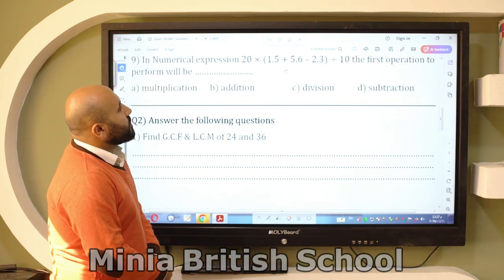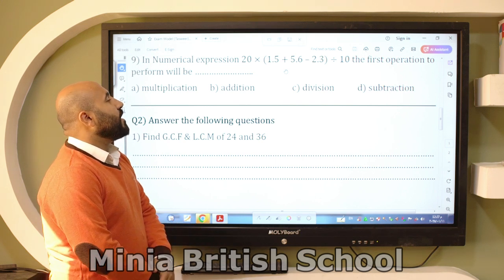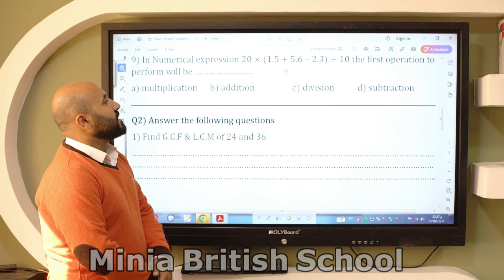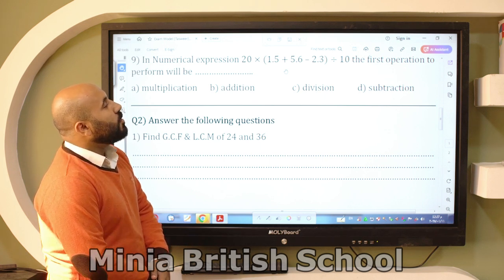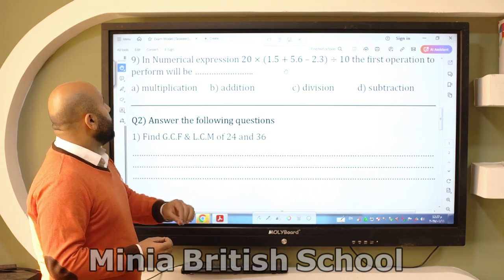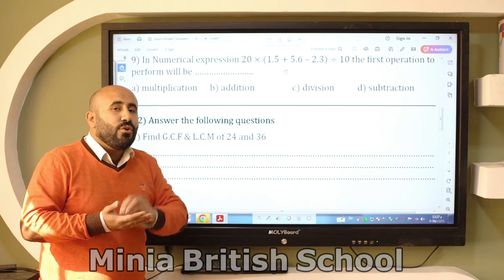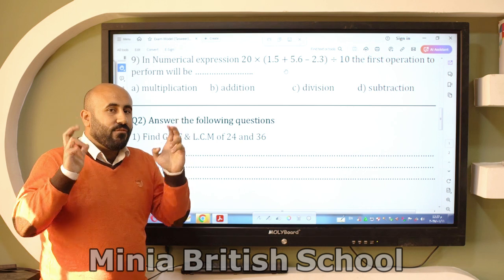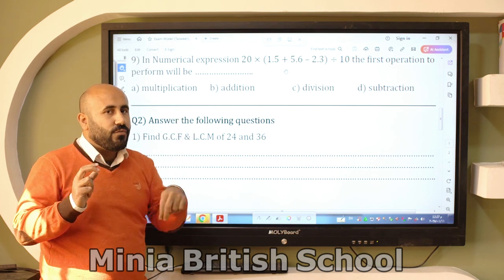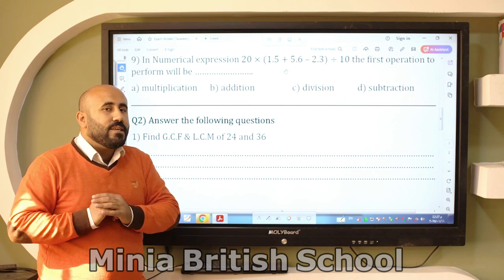In the numerical expression, 12 times bracket 1.5 plus 5.6 minus 2.3, all of them divided by 10. The first operation to perform will be, as you all know, the order of operation: the bracket first, then the times and division, and finally the plus and minus.